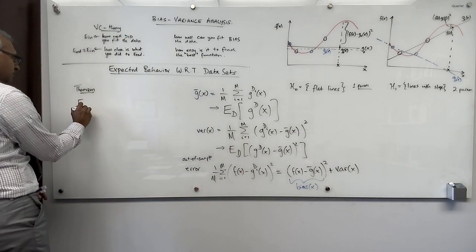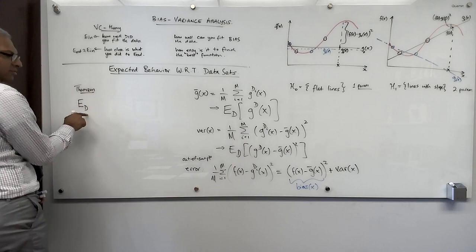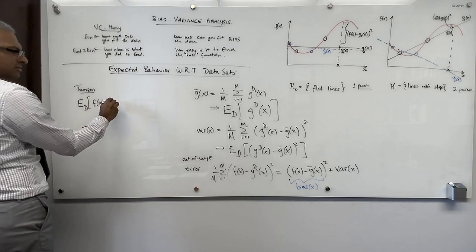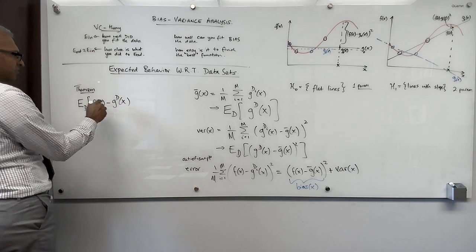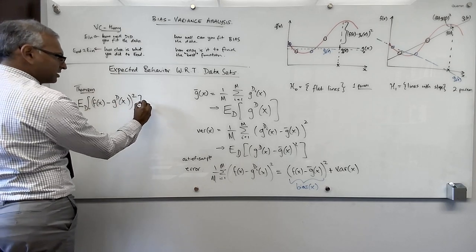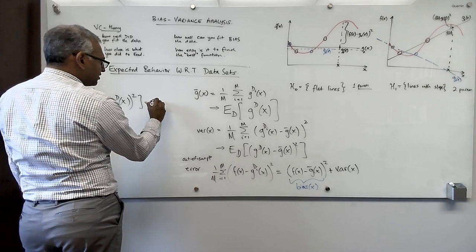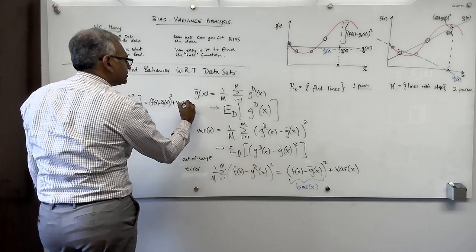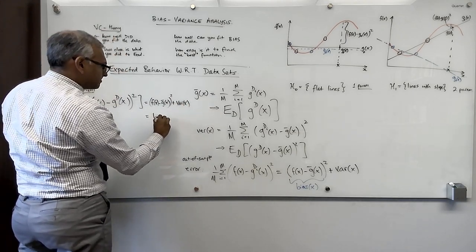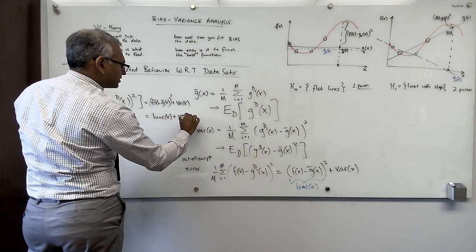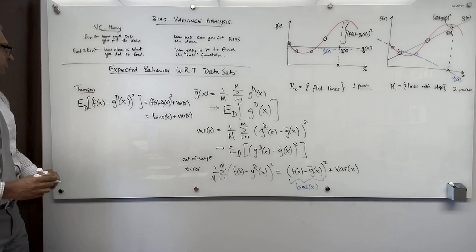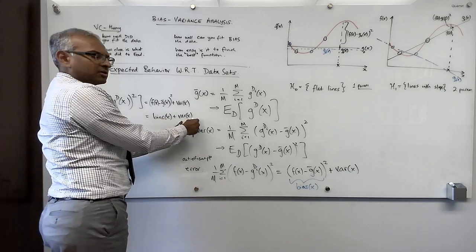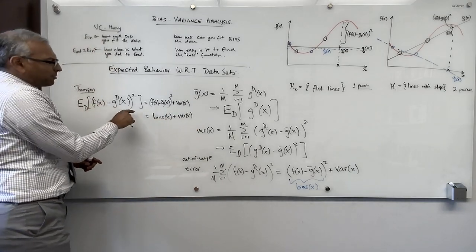So the expected value over data sets of the quantity f of x minus g_D of x, the hypothesis produced, squared, this expected error, is equal to f of x minus g bar of x squared plus the variance at x, which is by definition the bias at x plus the variance at x. This is called the bias-variance decomposition. It decomposes your expected out-of-sample error in terms of a bias plus a variance. Expected out-of-sample error where? At test point x.